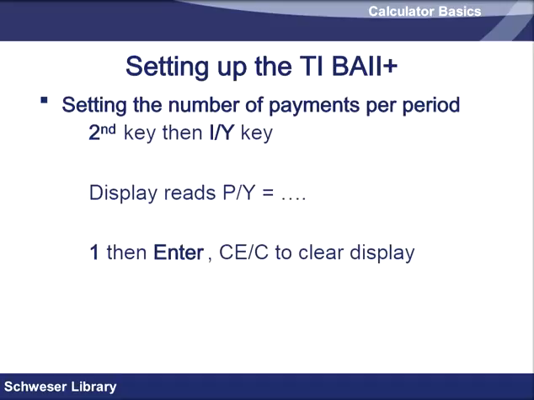So use the second key and then hit I over Y. The display will read payments per year or payments per period equals, then press 1, enter, and then you can clear the display again.